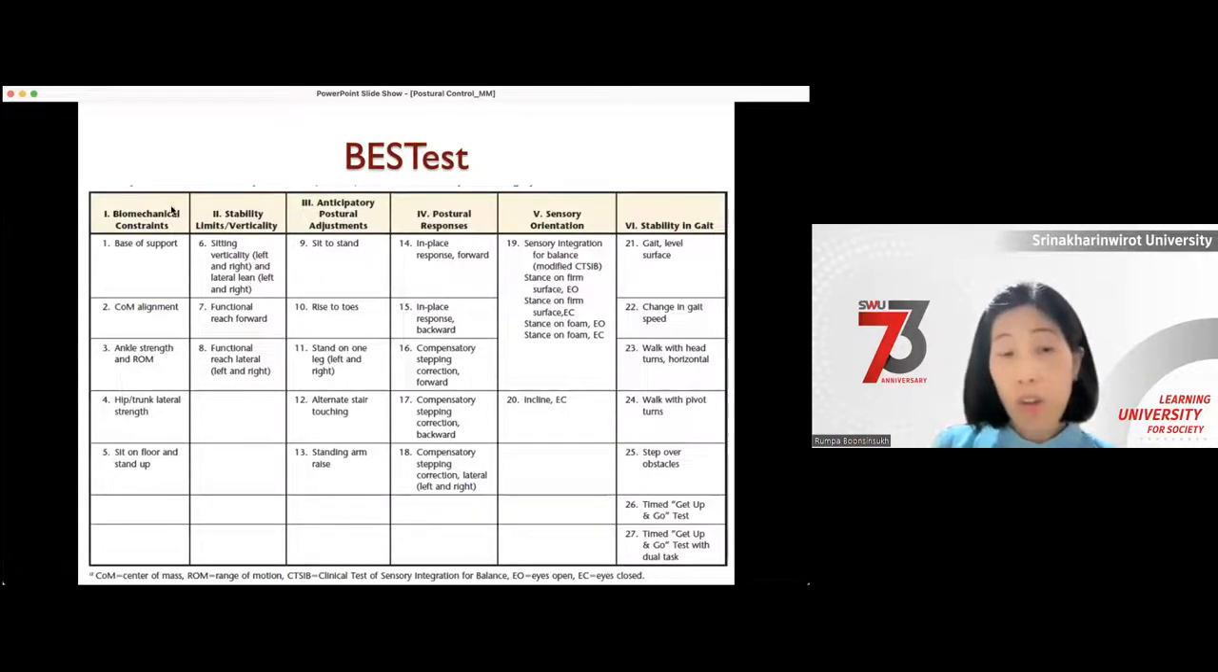Biomechanical constraint assesses the musculoskeletal component, then stability limits, verticality, anticipatory postural adjustment, postural response, sensory orientation, and stability in gait. Okay, so in each domain, there are several items that are used to assess the postural control system.